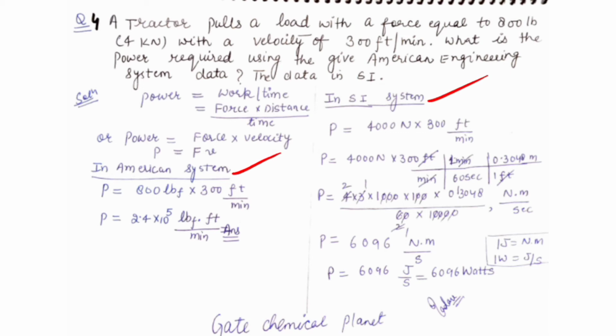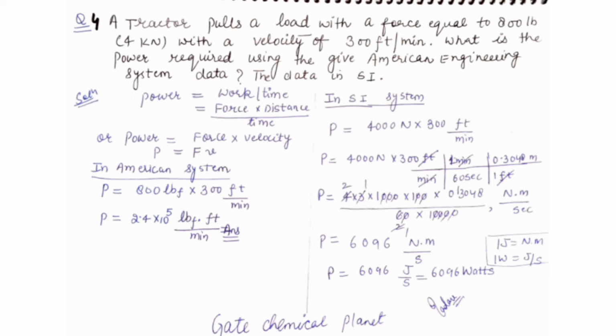Students, it is important to know the formula for power. Power equals work per unit time, and work equals force into distance, so power equals force into distance divided by time, in which distance per unit time is equal to velocity. So we can write power equals force into velocity. So in the American system, power will be equal to force. Force is already given in the question. It is 800 lbf.